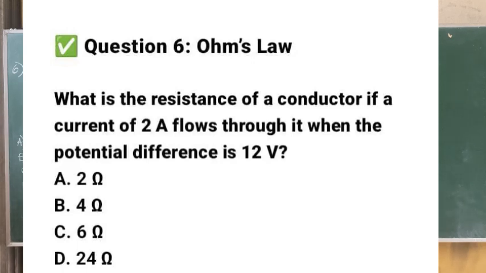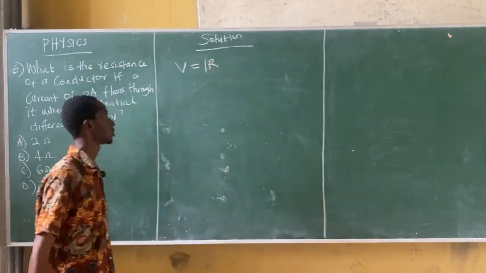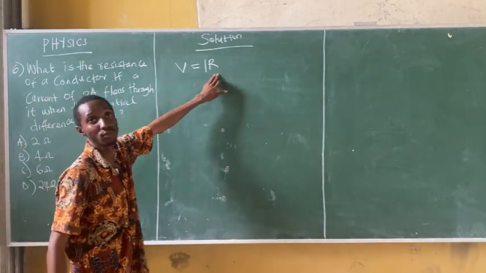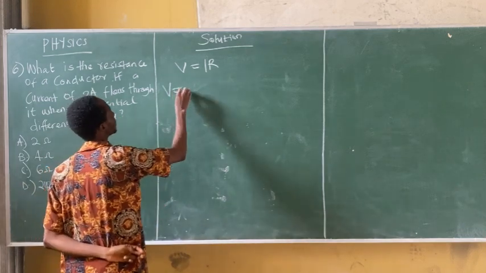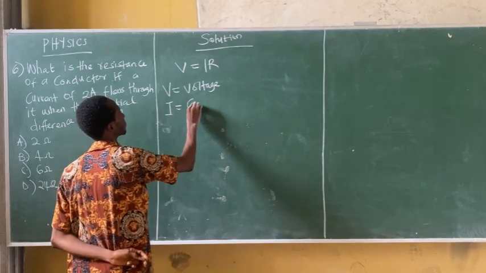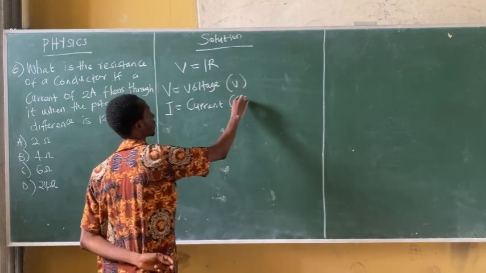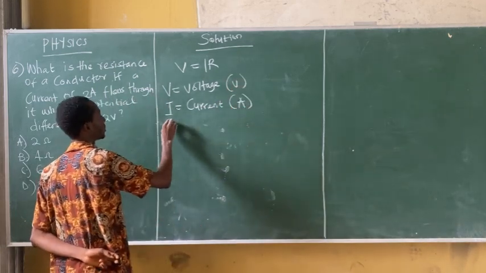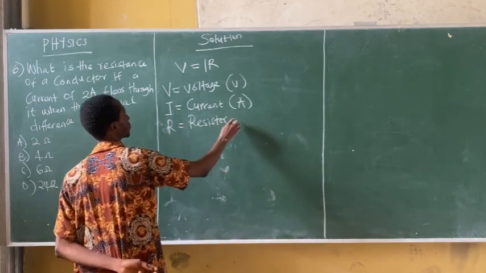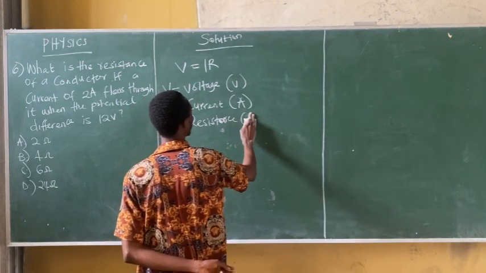Now recall from Ohm's law that V = IR, right? Where V here is the voltage, I is the current, and R is the resistance. So V is the voltage, measured in volts, I here is for the current, measured in amperes, and R here is for the resistor or resistance, measured in ohms.